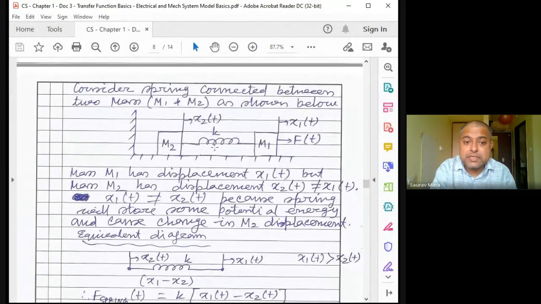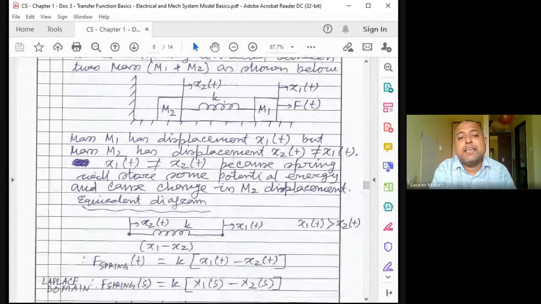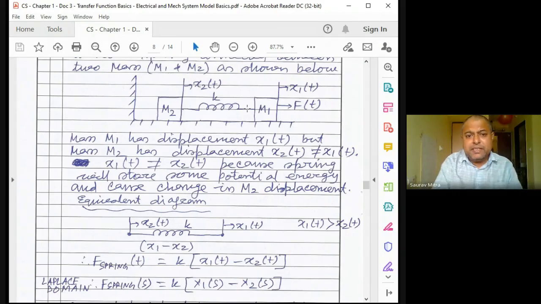You can draw this diagram, or you can see my lecture later on, or you can take a screenshot now, and write down what will be the spring equation when the spring is kept between two masses, and mass 1 is given a force F(t). Mass 1 shows a displacement of x1, mass 2 shows a displacement of x2. Now the spring is there, and one end has a displacement of x1, the other end has a displacement of x2. At that time, what is the force equation?